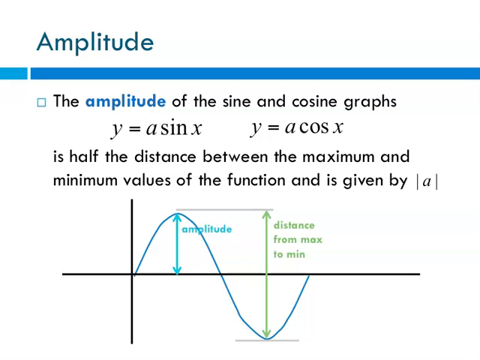So the easiest thing to do is to look at what the distance is from the max to the min and then find what half of that is. Another way you can do it is you find the distance from the max to the min and figure out where the middle of the graph is. And from the middle of the graph to either the max or to the min, that is going to be your amplitude.